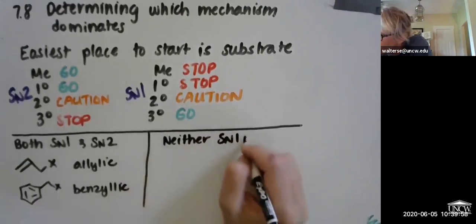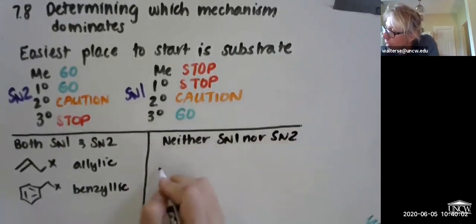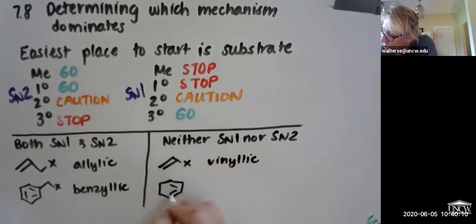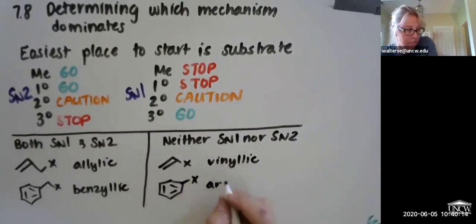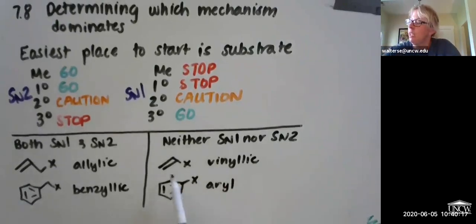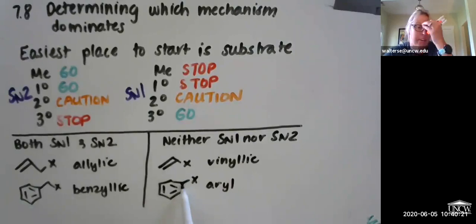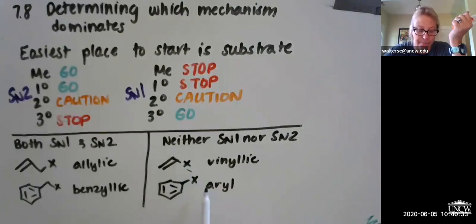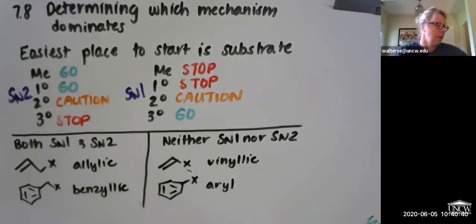The two that do neither SN1 nor SN2 look very similar. The vinylic and the aryl. The carbon that you have to attack is in a ring or is vinylic. They won't participate in backside attack. And vinylic and aryl carbocations are not stable. Okay. Are there any questions about how to use the substrate to determine your mechanism?